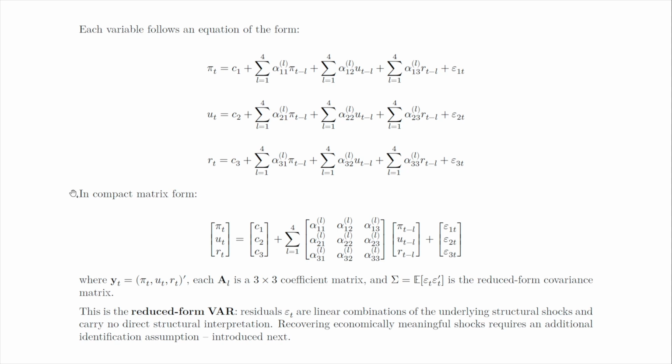Now, to simplify things, we can write this in a compact matrix form. The first vector contains the dependent variables. In this vector, we have the constants. The main matrix contains all the coefficient values. And here we have the residuals. One important point is that it's a reduced form VAR, meaning that the error terms are combinations of underlying structural shocks. To interpret those shocks economically, we're going to need an additional identification step, which I'm going to cover in the next slide, because I'm going to provide you more information when we talk about impulse response functions.